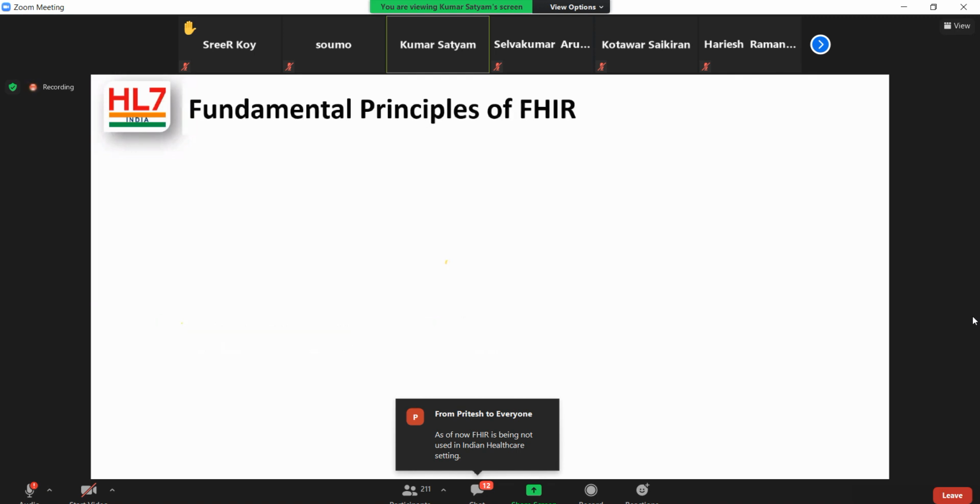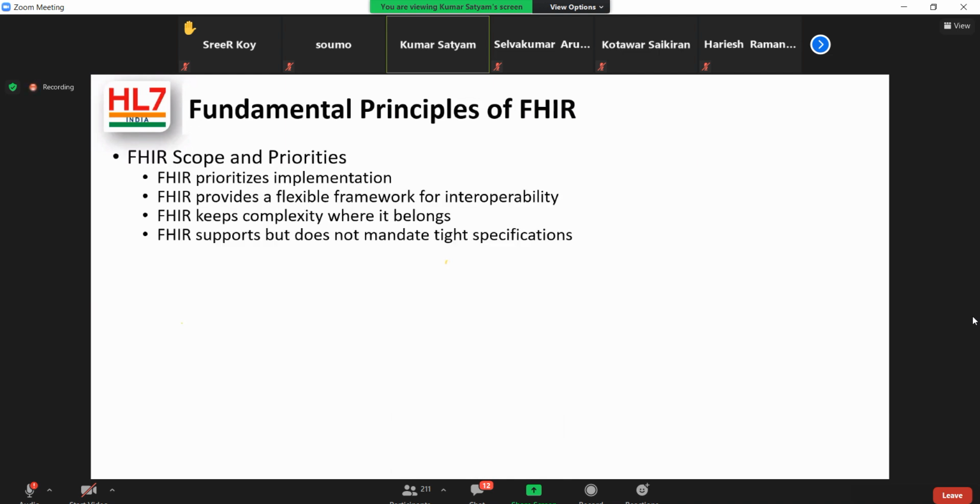Okay. So first, what are the fundamental principles of FHIR? And how FHIR is actually different and why FHIR is becoming popular? You will come to know all about it, right? So first and foremost, FHIR focuses on implementation. It prioritizes implementers, right? So FHIR specs are geared towards developers, geared towards business analysts, geared towards people who are going to implement the spec.